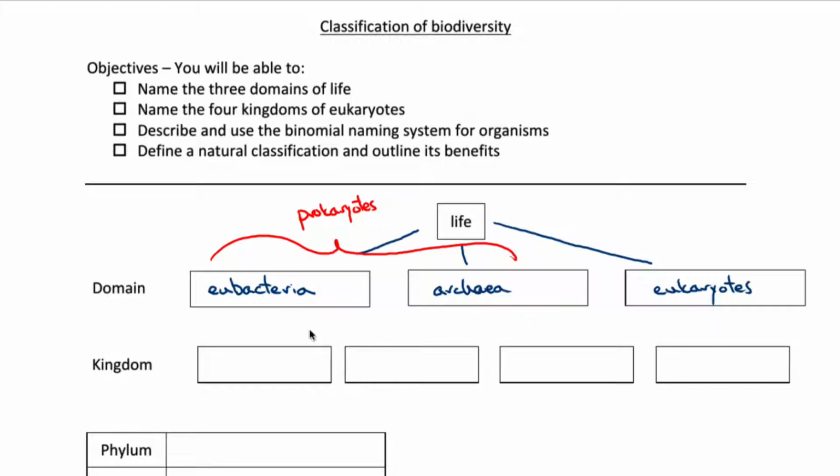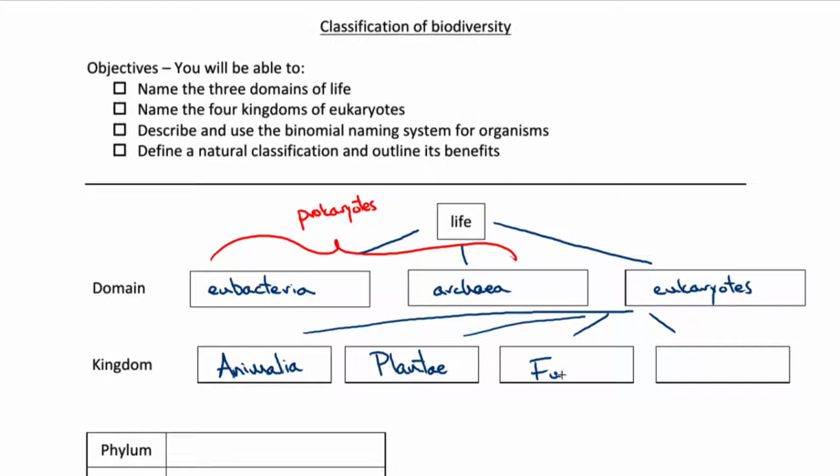Now, we can break eukaryotes up into 4 kingdoms. Those kingdoms being Animalia, the animals, Plantae, the plants, fungi, and Protista. Protista is a sort of grab bag group that contains everything that's not in the other 3. In other words, a eukaryote that's not an animal, plant, or fungus is by default a protist.